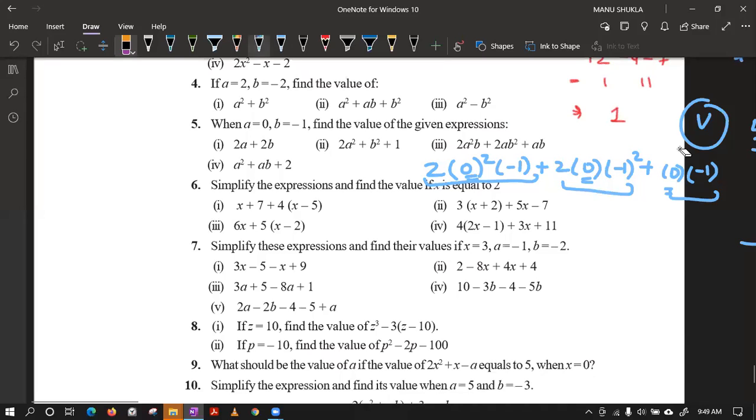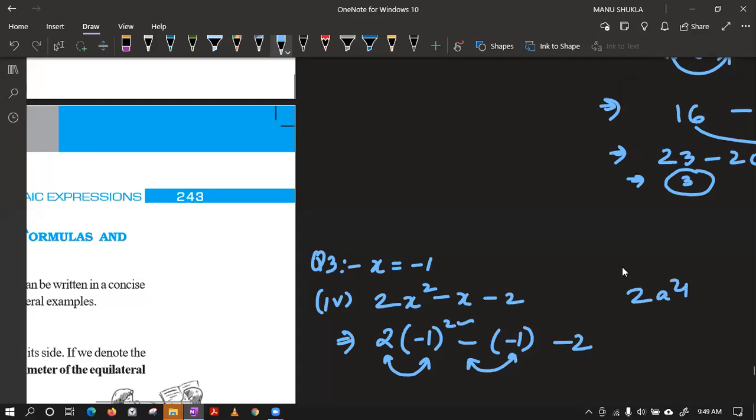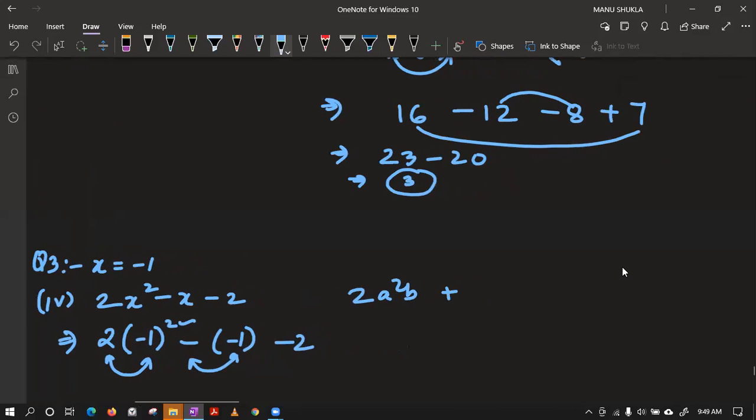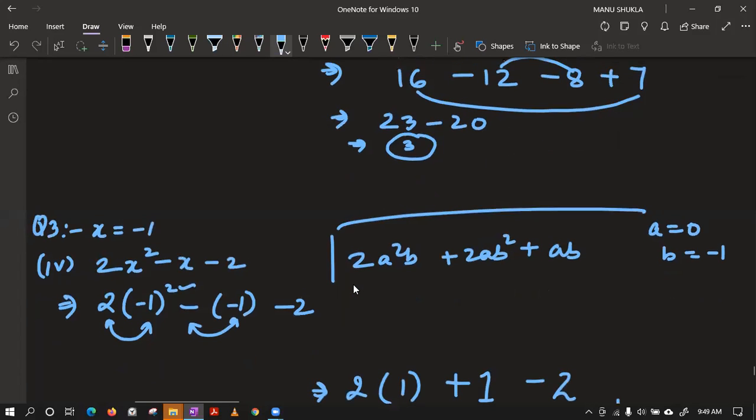Ashmit, please tell, are you able to understand how I have substituted the values of a and b? No, sir. Okay, in that case, let us go in an expanded way. The question is 2a square b plus 2ab square plus ab. Okay, this is the question. We have to put the value a equal to 0, b equal to -1. Okay, Ashmit, shall we start now again?